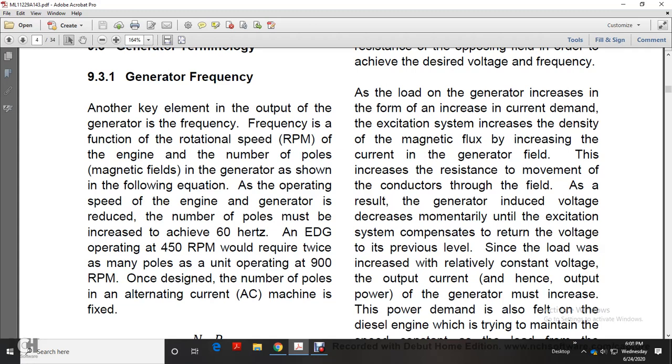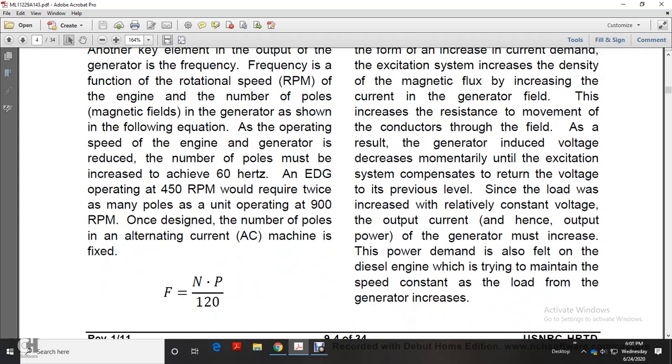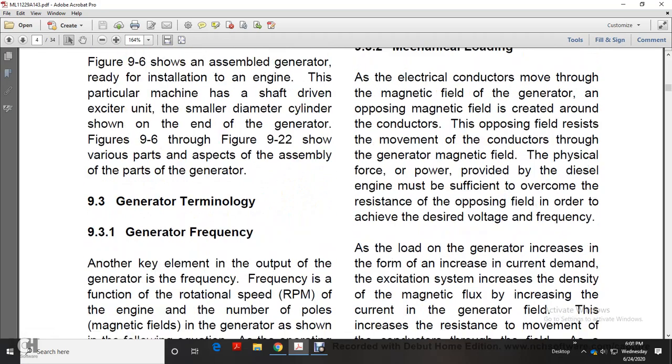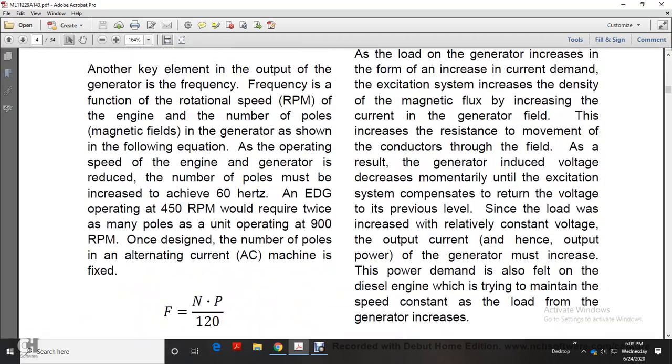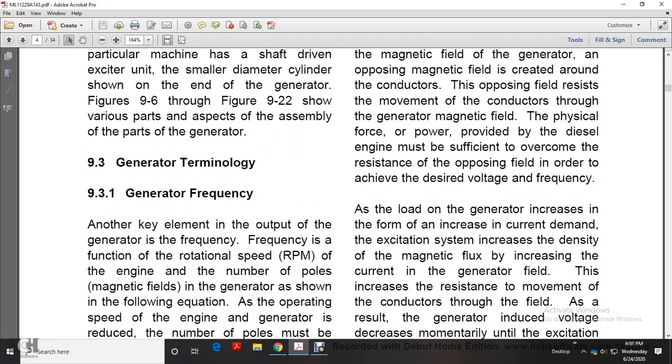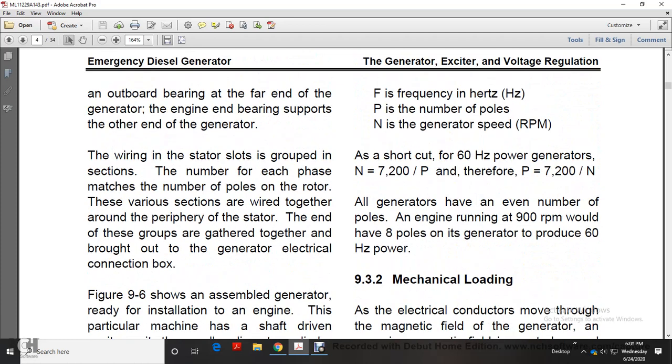The design number of poles in an alternating current machine is fixed. So you have your F equals N times P over 120. The number of poles over 120, which would be your AC amount of hertz, would be a fixed frequency. F is the frequency, P is the number of poles, N is the generator speed, or RPM. This is a shortcut for the 60 hertz power generator.